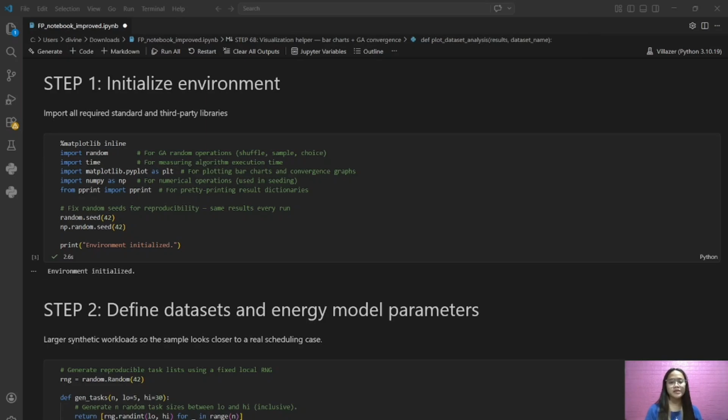Good day, everyone. This project focuses on energy rescheduling in cloud data centers using first fit decreasing, best fit decreasing, and genetic algorithm approaches. The goal is to reduce energy consumption while maintaining efficient server utilization and minimizing SLA violations.